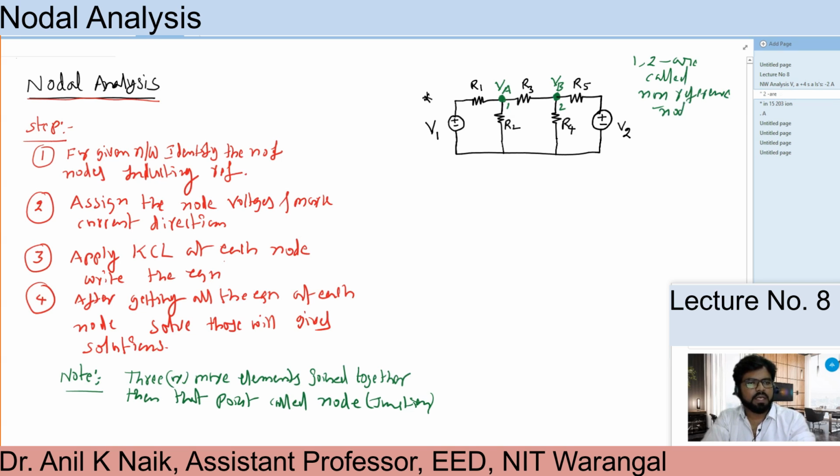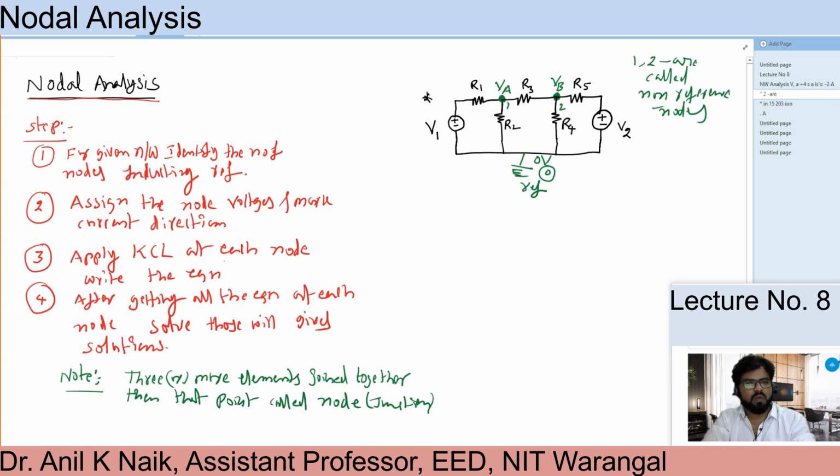Reference node here. What is the reference node here? The reference node, or you can say the grounded part of the circuit, is called the reference node. And as usual, the potential of this grounded part is 0 volts, and this reference node can be taken as the number 0.